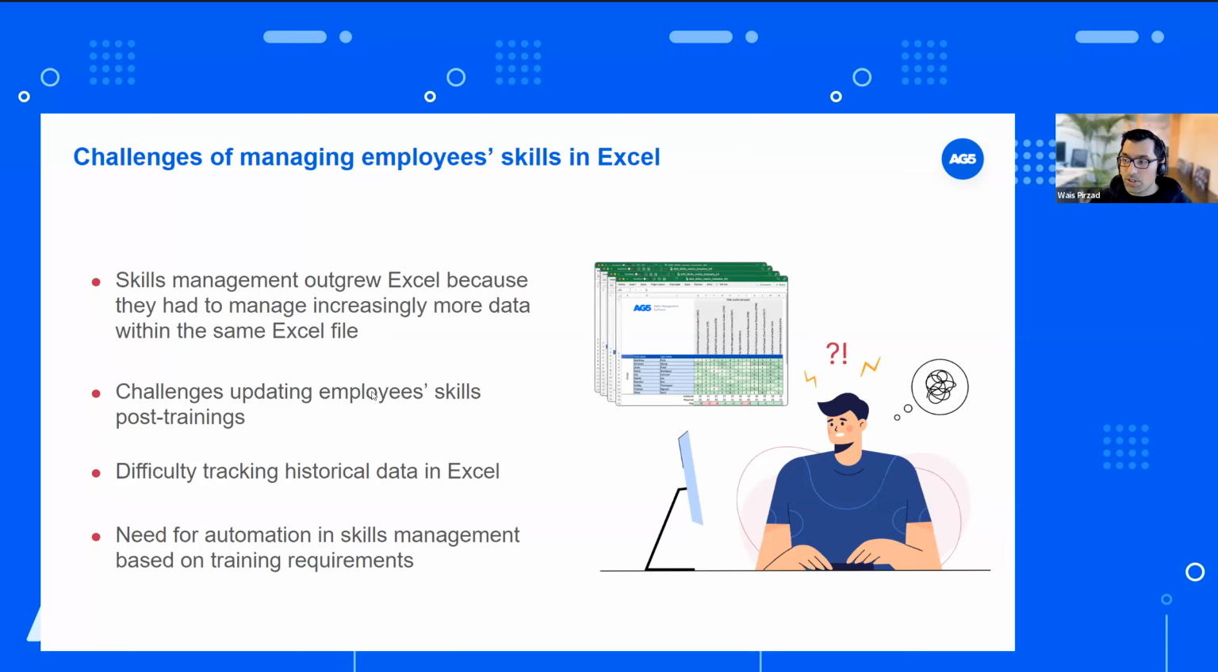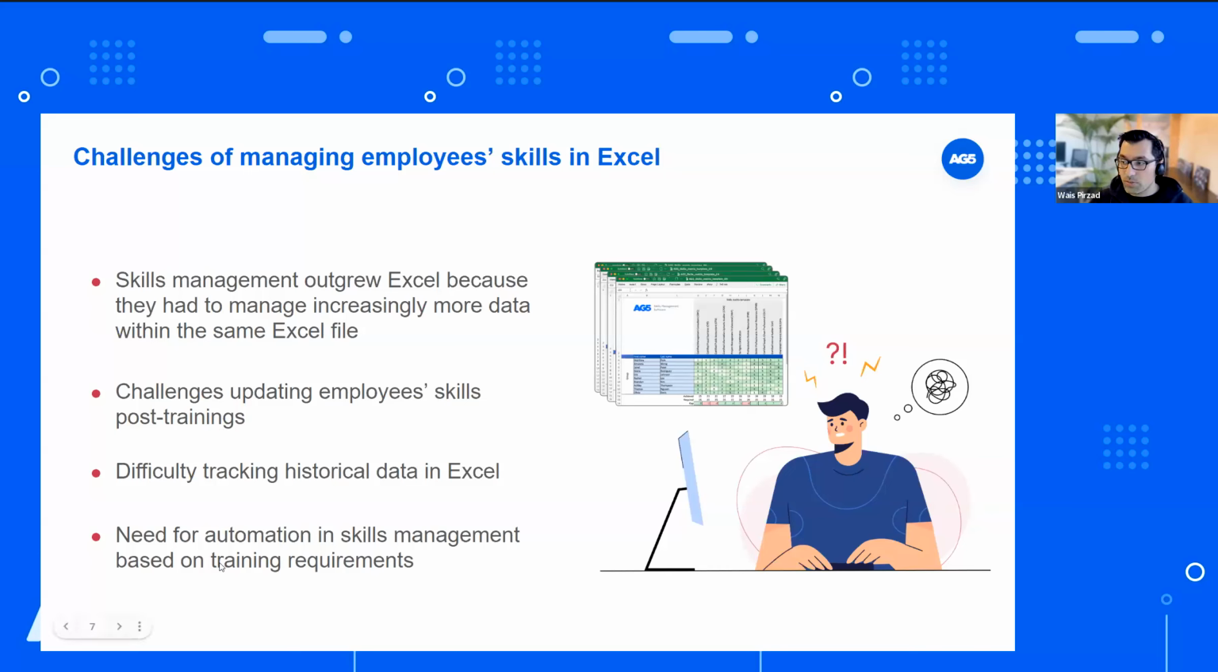And all those Excel sheets, of course, have their challenges when you need to update your employee skills. Whenever they have done a training, the skills matrix is not updated anymore, so then you need to update it. And also when you update it, you have another challenge, which is tracking historical data in Excel. How can you do that? How can you ensure whenever there is an audit that you can show historically that someone was compliant in the past and still is compliant? That is a challenge, especially if you have a workforce of hundreds of employees.